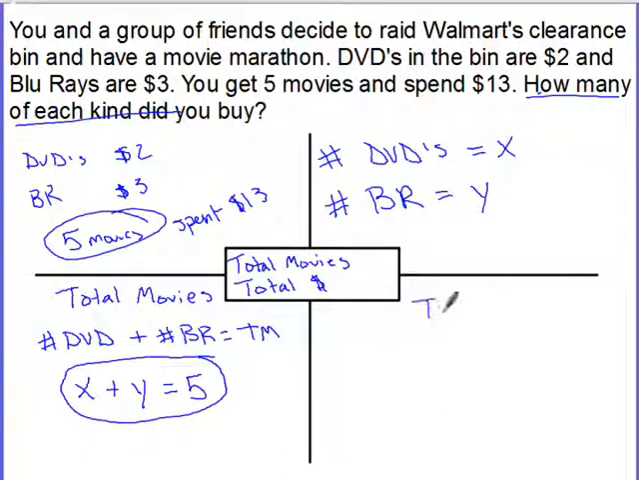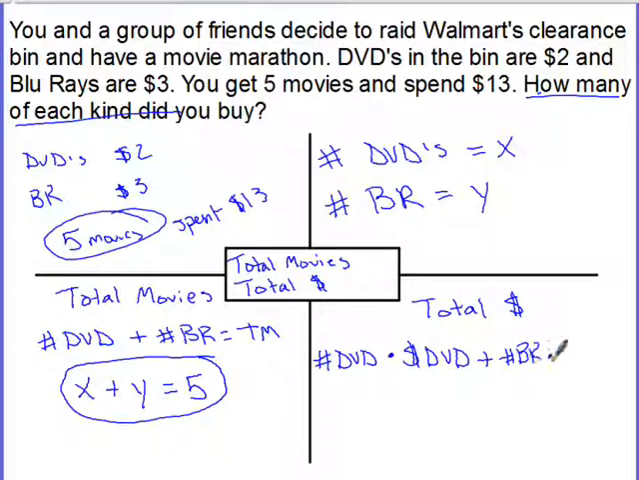Now I need to write an equation for total money. Alright, how do we figure out total money that we spent? Well, it would be the number of DVDs times the cost of a DVD, right? Plus the number of Blu-rays times the cost of a Blu-ray, and that's going to give me my total amount of money that I spent.